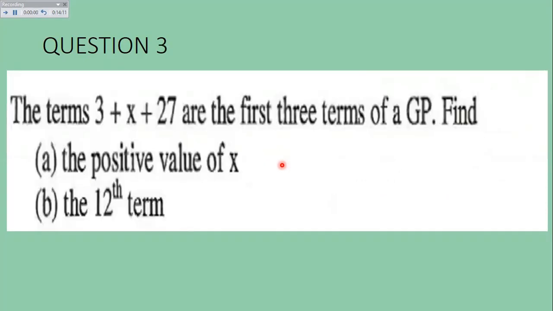Next. So question 3, we have the GP there. Find the positive value of X and find the 12th term. So you discover that this one is the one we're going to use the concept of what? The geometric mean. The geometric mean concept there is going to work.